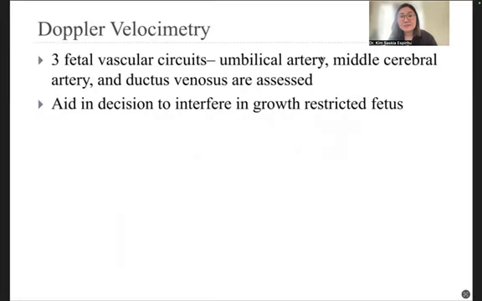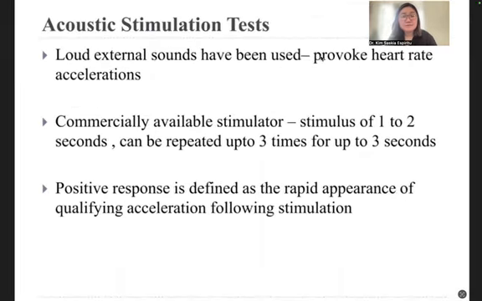What about your Doppler velocimetry? Your Doppler is measuring the 3 fetal vascular circuits. So the umbilical artery, the MCA, the middle cerebral artery, and the ductus venosus are assessed. This will aid in the decision to intervene in a growth-restricted fetus.